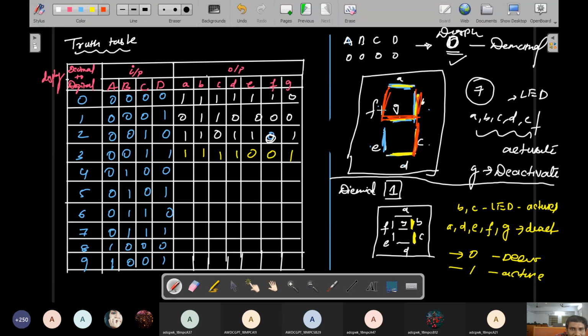Okay, so here F is activated, G is activated, B is activated, C is activated. Which terminal is not activated? Simply A is not activated, E is not activated, and D is not activated. So first A is not activated, put 0. Similarly E is not activated, so put 0. Similarly D is not activated, put 0. So D, E, A are not activated, and the remaining are all activated. So 1, 1, 1, 1.